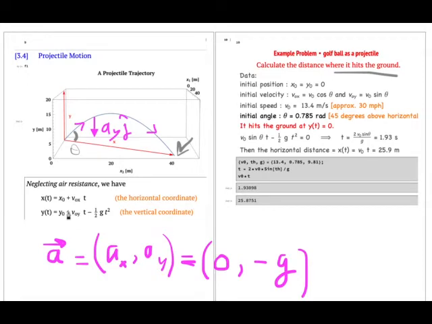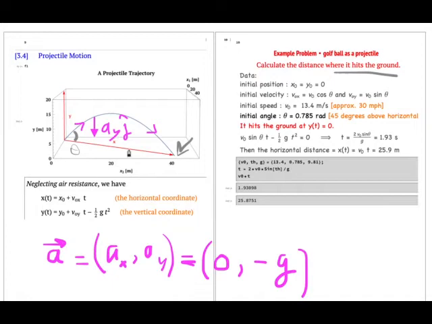V0y, which is V0 sine theta, times t minus 1/2 g t squared is equal to 0. Now that's an equation I can solve for t. So t is 2 V0 sine theta divided by g. I gave a value for V0 and a value for theta, so that turns out to be 1.93 seconds. But that's not what I'm interested in. What I'm interested in is this distance.